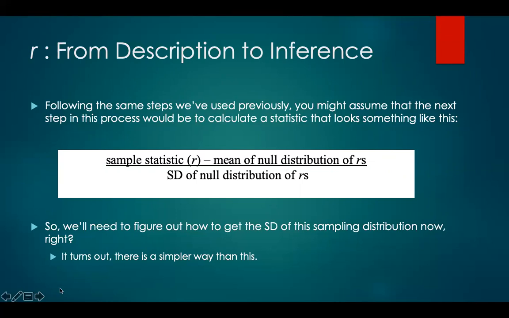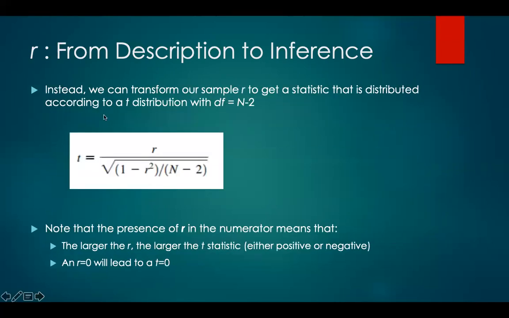But it turns out there's a simpler way than this. Instead, we can transform our sample R to get a statistic that is distributed according to a t-distribution, with degrees of freedom of N, the total sample size, minus 2. Note here that the presence of R in the numerator means that the larger the R, the larger the t statistic, either positive or negative. An R equal to 0 will lead to a t of 0. So this is your formula.